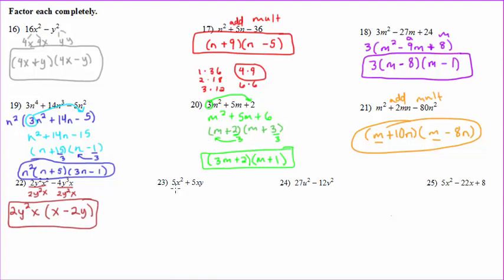Number 23 looks like we've got a 5 in common and an x in common. So if I take a 5 and an x out of 5x squared, I'm left with an x. If I take a 5 and an x out here, I'm left with a y. And again, there's no squareds inside my parentheses, so I cannot factor that again.